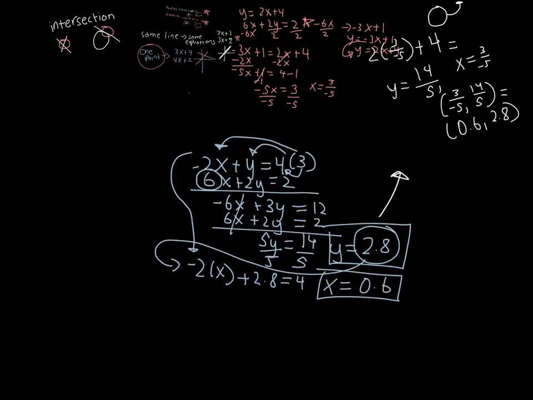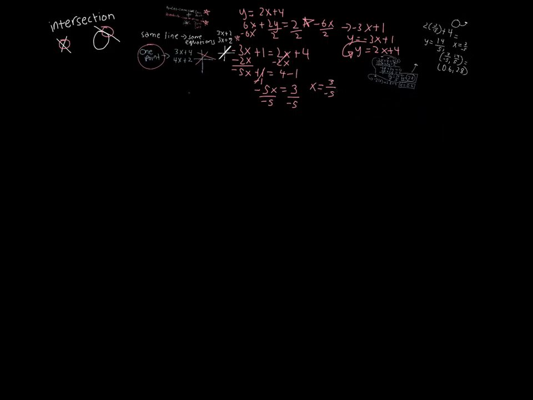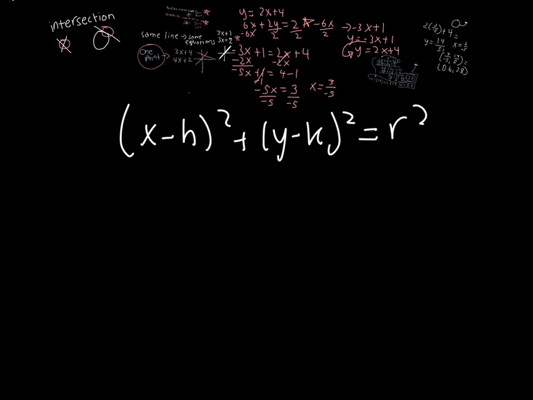Okay, so now let's move on to finding the intersection between a line and a circle. So let's remember the equation of a circle is (x minus h) squared plus (y minus k) squared, which is equal to r squared, where (h, k) is the center. So now let's start. I'm going to be using substitution for this.